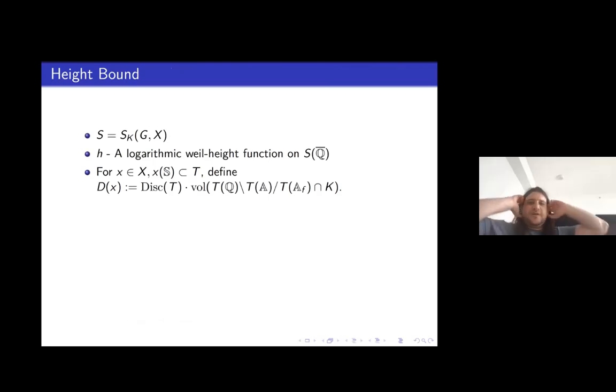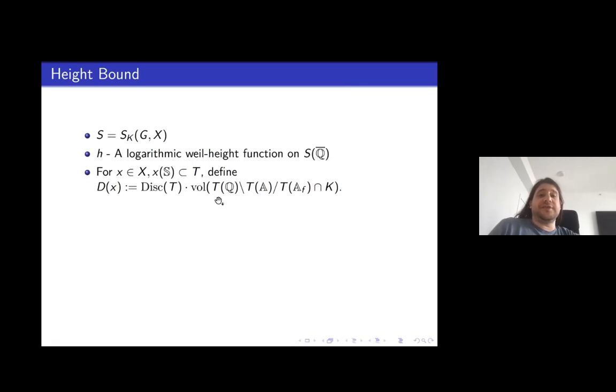Okay, so finally, we arrive at this problem that I'm really genuinely going to talk about, which is obtaining height bounds for special points. So to set up the question, let S be a Shimura variety as before. Take any logarithmic V height on S. They're all the same up to an additive O of 1 factor anyways, so who cares? Just pick your favorite one.